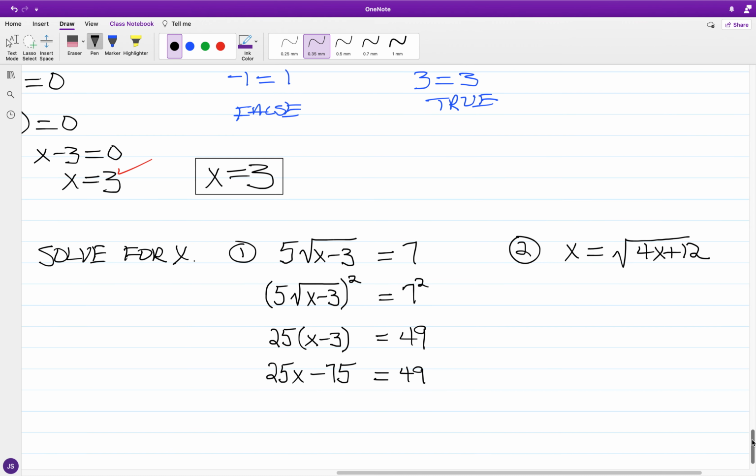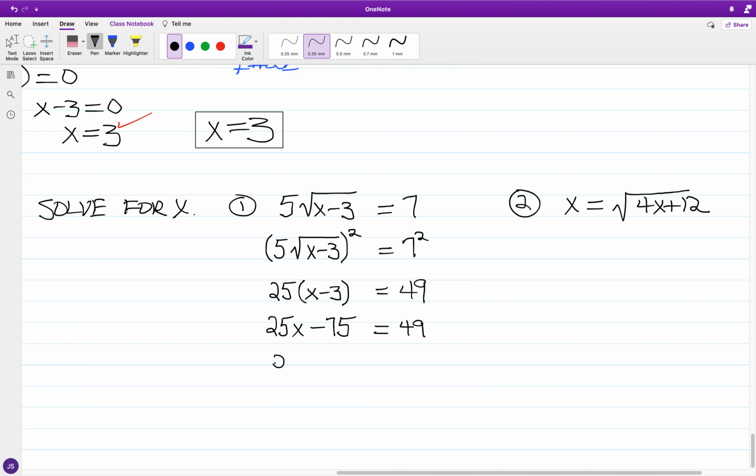And here we have a two-step linear equation. So you have 25x minus 75 is equal to 49. And if I get the x term by itself, upon adding 75 to both sides, we have 25x is equal to, let's see, that's going to be 124.